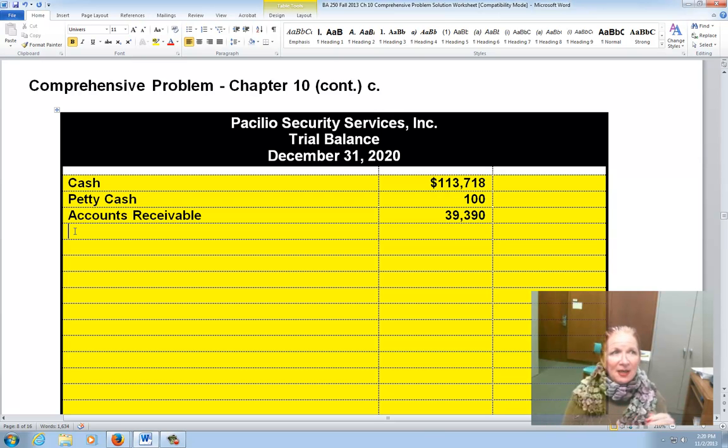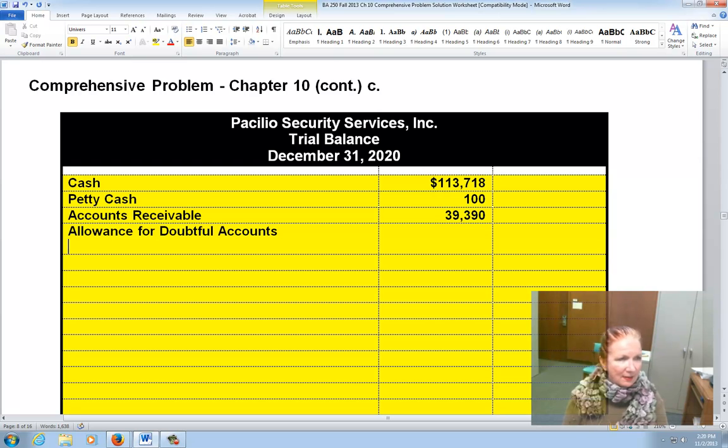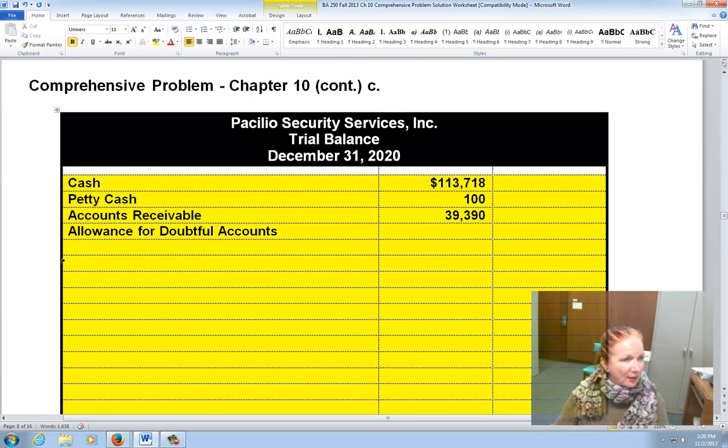Another way of doing them is for the person typing to look up the account names, or have the person call off to you the account names, and type them in the way they said. So another way to do that is allowance for doubtful accounts. Don't keep hitting enter. You've got to come down with the arrow key. Supplies and merchandise inventory. And then go back and put in the amounts and just call off the amounts.